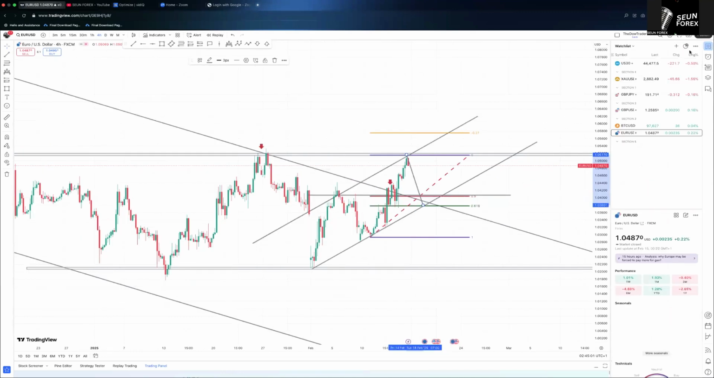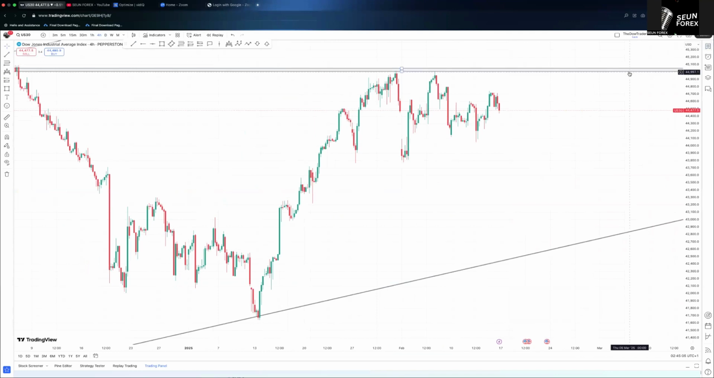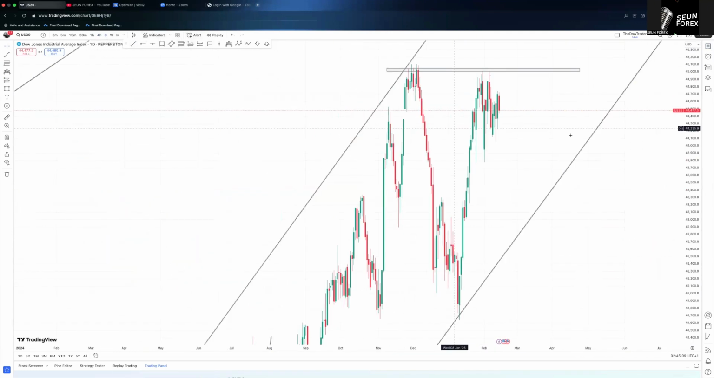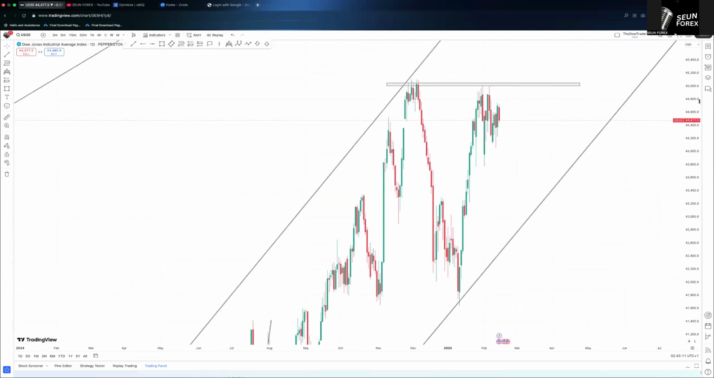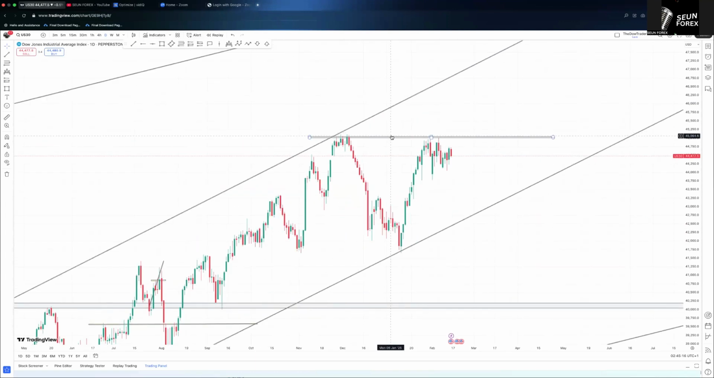Let's go one more time. US30, what are you doing? This is US30 and this is the 4-hour time frame. Let's go to the daily time frame to see what the market is doing also. US30 was able to reach a double top and the market could not move again.